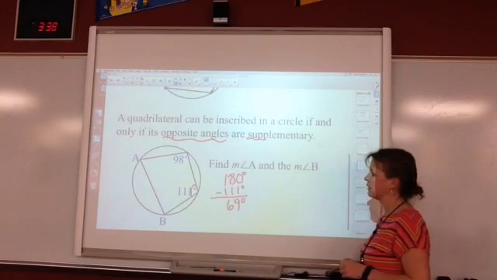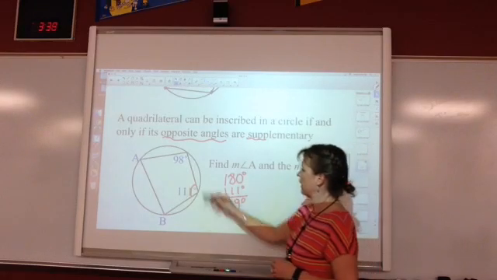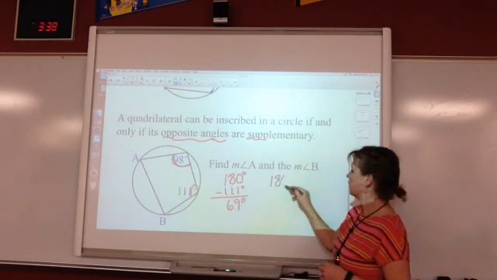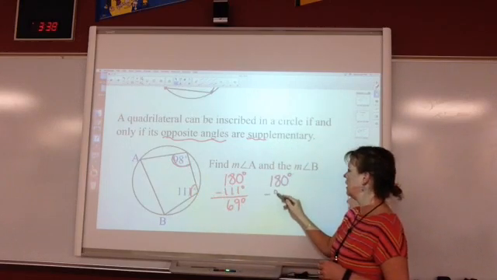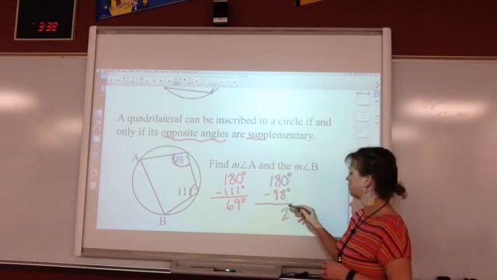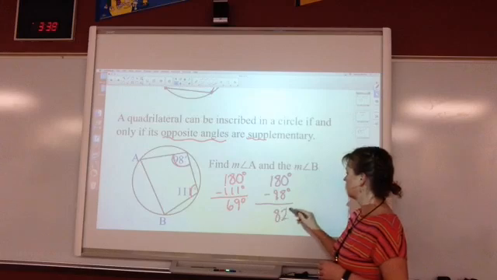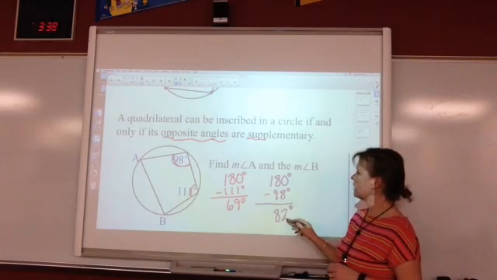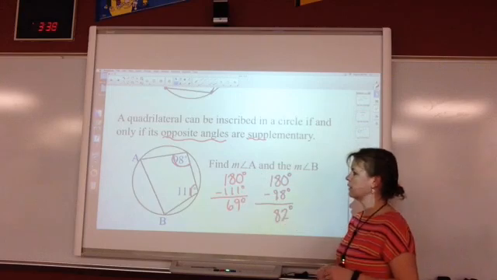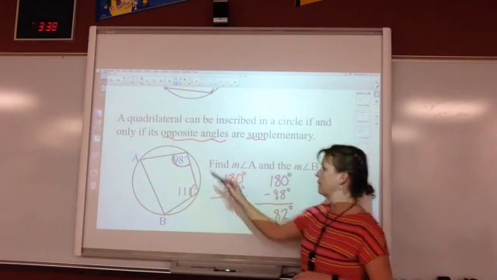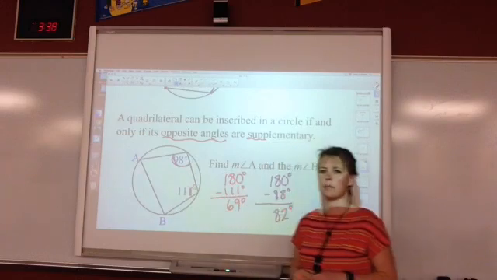Measure of angle A is 69 degrees. Find the measure of angle B, its opposite angle, subtracted from 180 degrees. Measure of angle B is 82 degrees. Measure of angle A is 69 degrees. If you add all four of them up, they would be 360. But opposite angles must be supplementary.